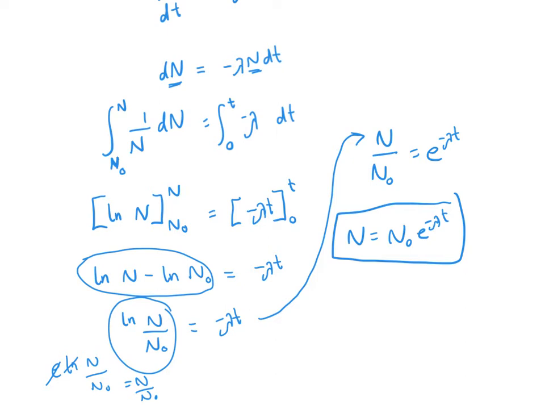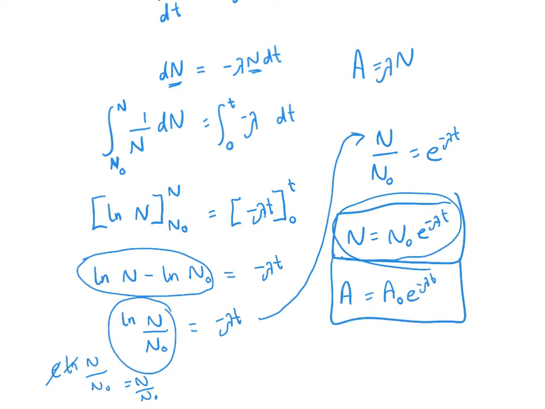Also, equivalently, since we know that A is equal to lambda N, if I rewrite this expression in terms of A, I will multiply both sides by lambda, that will give me A, but obviously they cancel. So I will have the same expression for activity: A is equal to A naught e to the minus lambda t. So these are the two expressions that you are given and you should be able to use, and I will go through them in a little bit more detail.